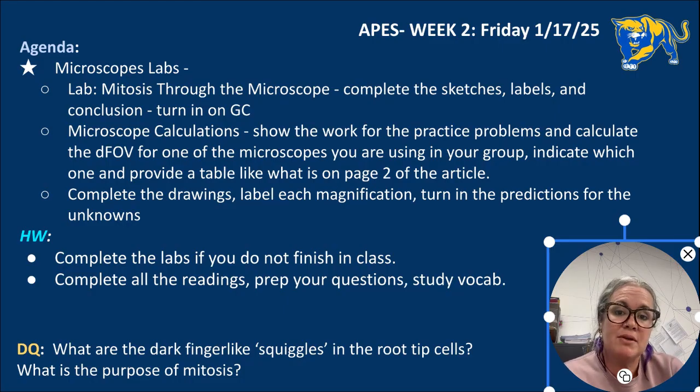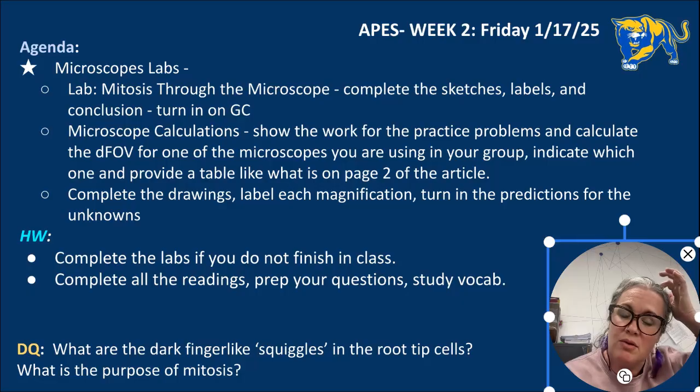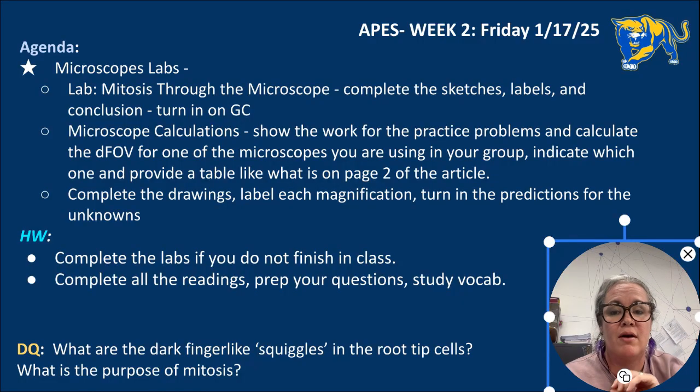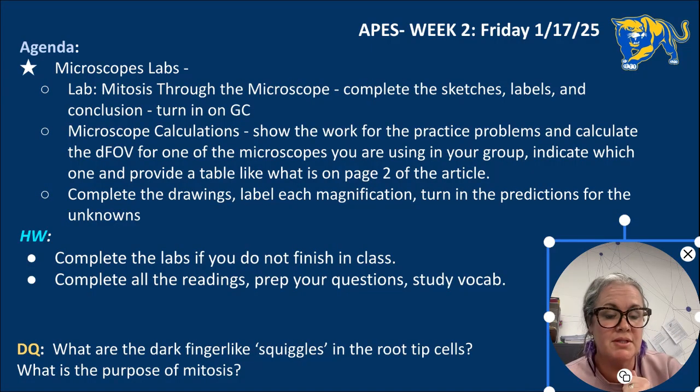And then the microscope calculations, what I'm looking for is that you do the practice problems, you show the work, and that you would calculate the diameter of the field of view for one of the microscopes that you're using. And I know many of you are already on this road. Indicate which one, and then provide a table like what's on table 2 for your particular microscope. So sometimes it takes a minute to kind of work through and get that into your head.